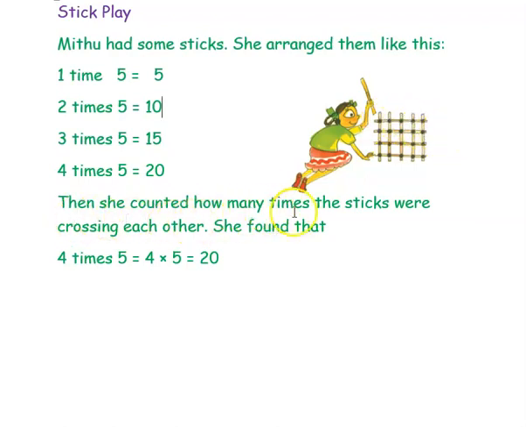Then she counted how many times the sticks were crossing each other. She found that 4 times 5, that is 4 into 5, equals 20. See, she counted these crossed points. First she kept 5 sticks, then she kept 4 sticks across them. If you count all the crossing points, she will get 20 points. Now, without counting, she just counted the number of sticks she kept. First 4 sticks, then 5 sticks. So 4 into 5 is 20.